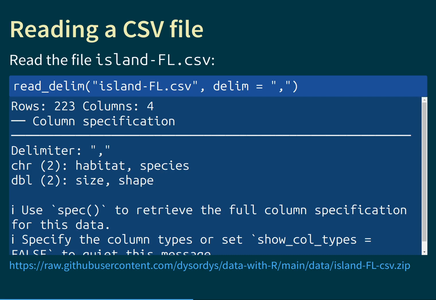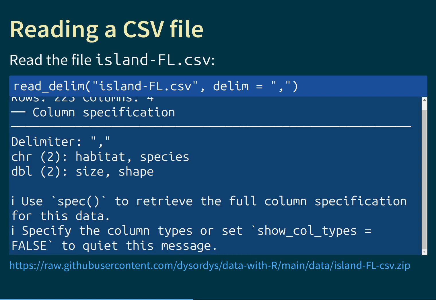And the reason it's called DBL is because of double precision numerical values. And you see that the size and shape columns are both of type number, so they are double precision numerical values. And the rest of this is just a bit of a message. If we go down here, you see that you can get more information on the columns and that you could do something to suppress this message. You do not need to worry about those things right now.